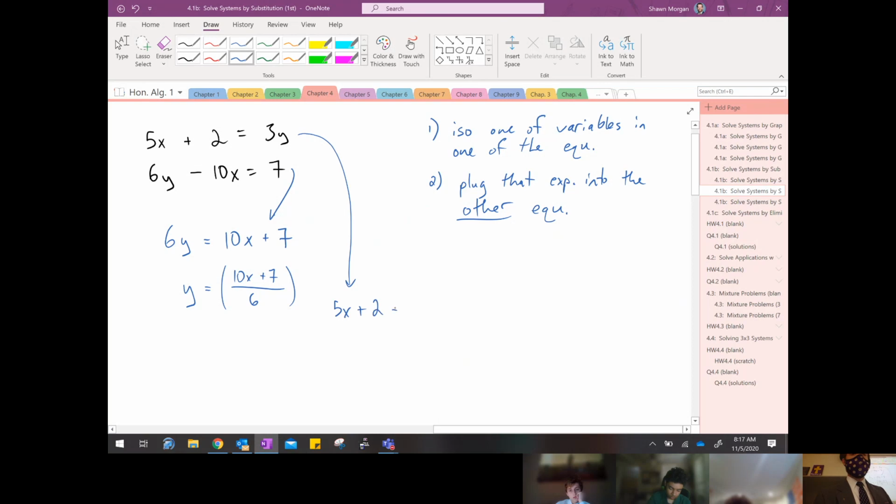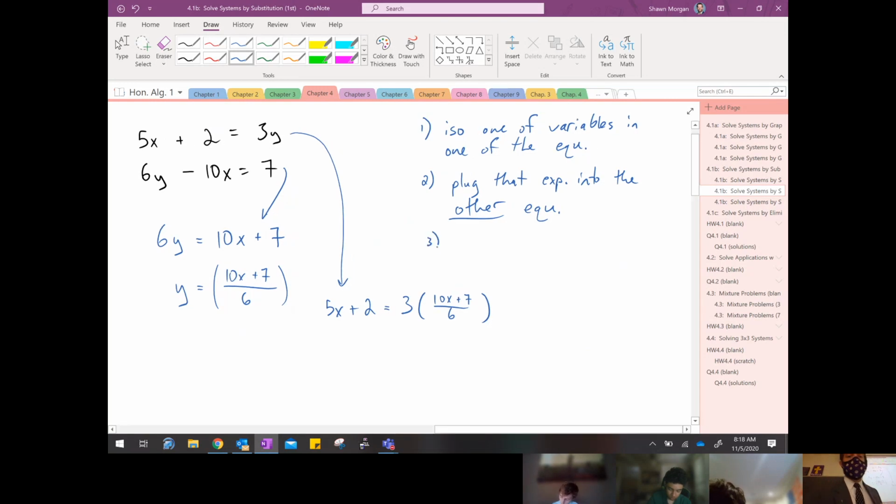5x plus 2 equals 3y. Now, instead of 3y, what am I going to plug in place of y? I'm going to plug in place of y that expression right there, 10x plus 7 over 6. So instead of 5x plus 2 equals 3y, I have 5x plus 2 equals 3 times that expression. All right, and now I'm going to solve that equation.